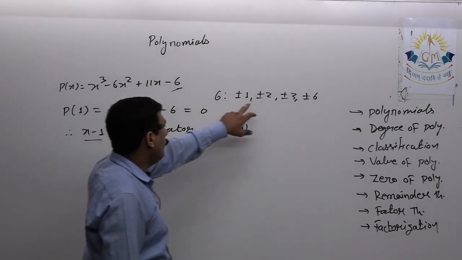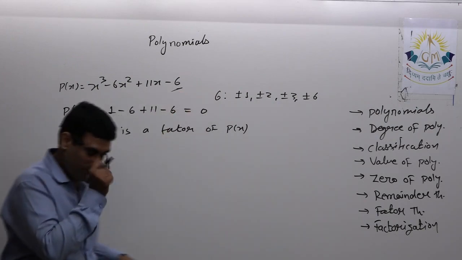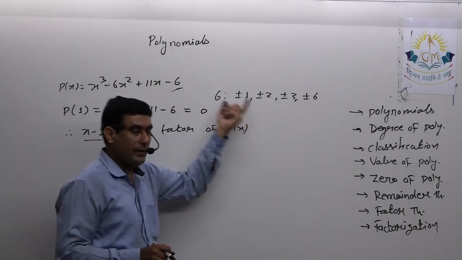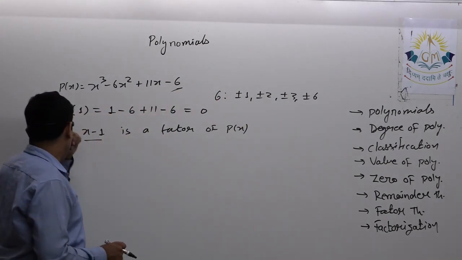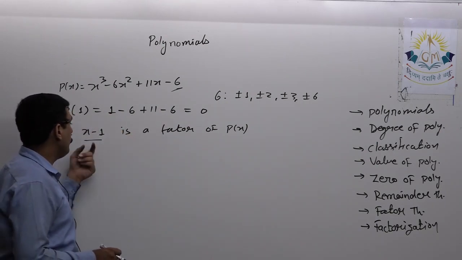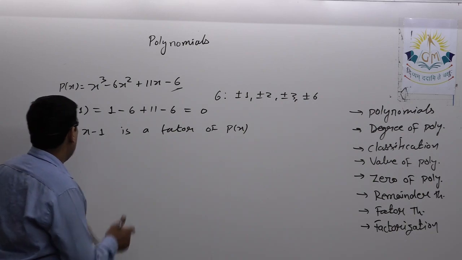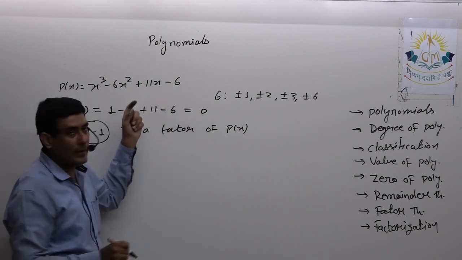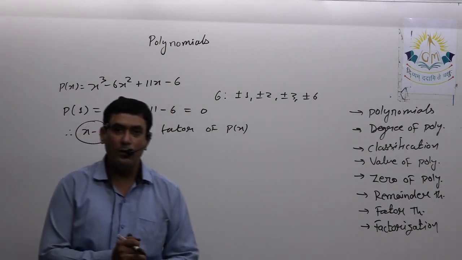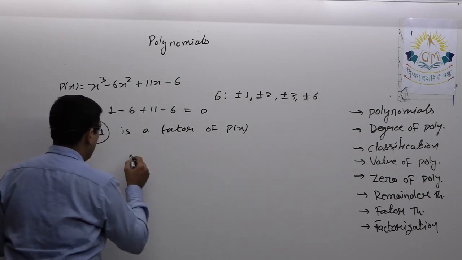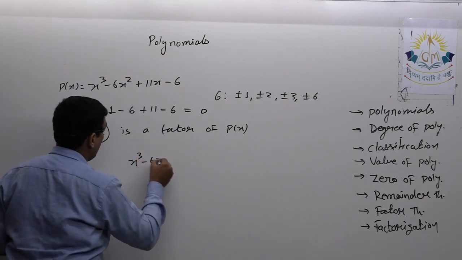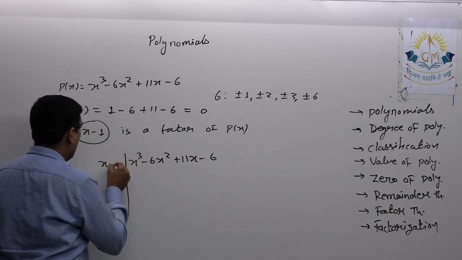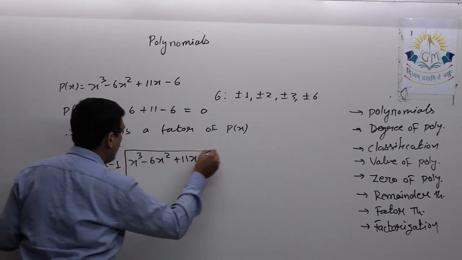Clear? First we'll find the factors of the constant term. Then one of those values definitely gives you 0. Here I got p of 1 equal to 0, so x minus 1 is a factor. Now as x minus 1 is a factor, if I divide p(x) by x minus 1, the remainder will be 0. So now I will use the long division method. That means I divide x cube minus 6x square plus 11x minus 6 by x minus 1.